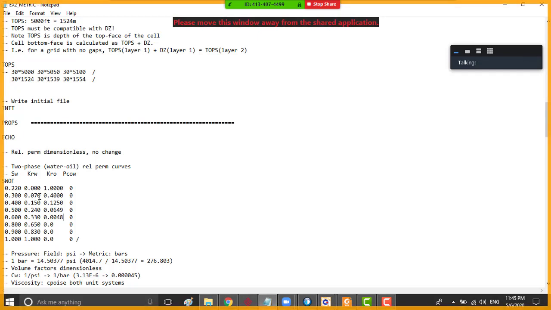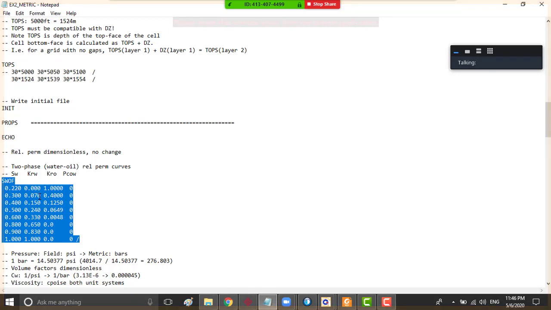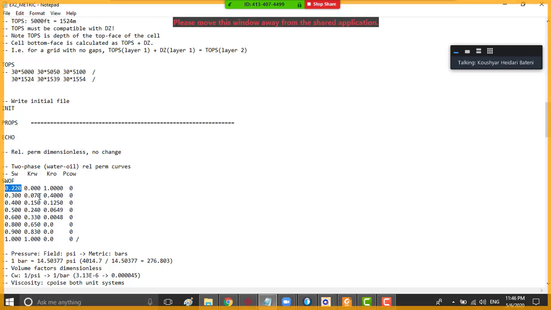Now, our objective in this exercise was to change the units from field units to metric units. Now, here, is there anything that we need to change? Let's see. The saturation is a dimensionless property, so we don't need to change anything about it. It's going to have the same value in the metric system as it had in the field system.